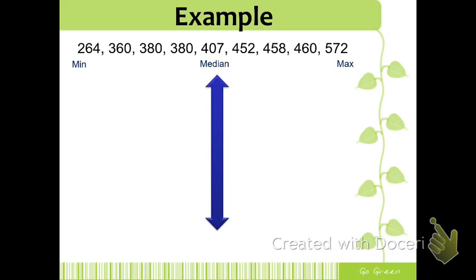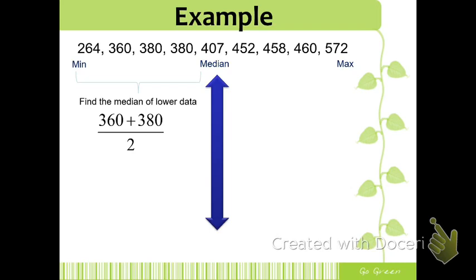And then we'll look at the numbers in front of 407. There's 4 of them, and we'll find the median of that list of numbers. Since there's an even number, that means there's 2 numbers in the middle, the 360 and the 380, so we'll find their average, and that makes the lower quartile equal to 370.